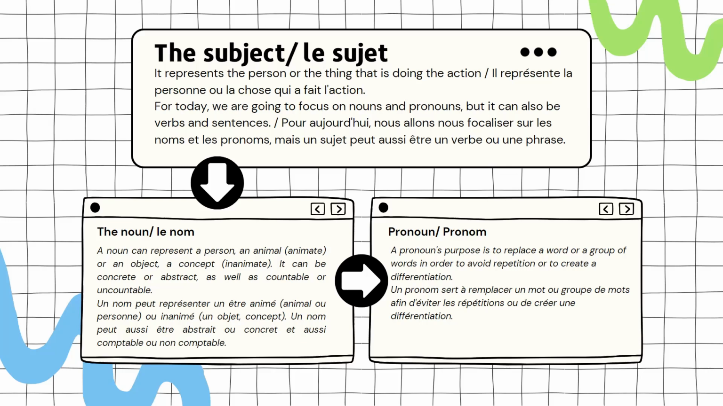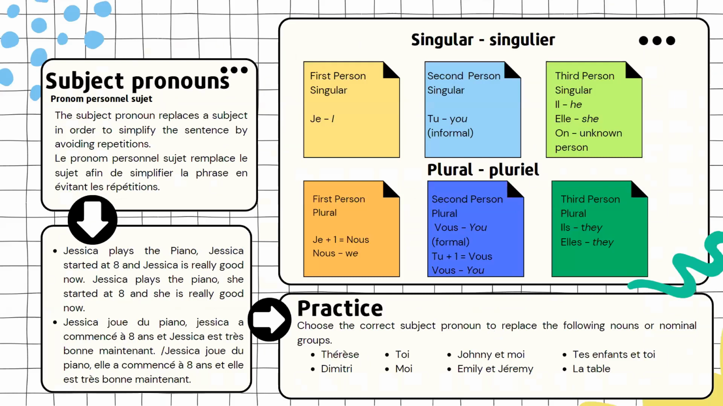A pronoun's purpose is really to replace a word or a group of words in a sentence in order to avoid repetition or create differentiation. For today, we're going to focus on subject pronouns, the first type of pronoun. This is not the only one that we will see. The subject pronoun replaces a subject in order to simplify the sentence by avoiding repetition.